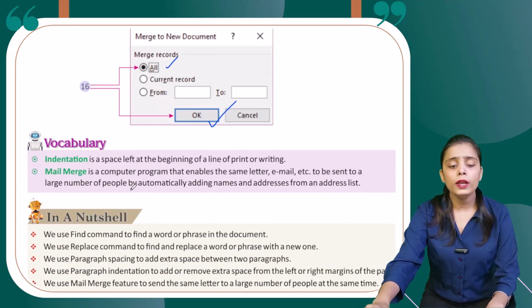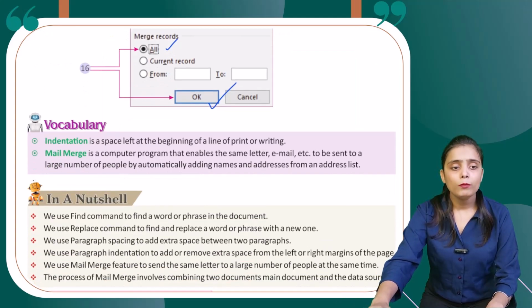Now let's see the vocabulary. Indentation is a space left at the beginning of a line of print or writing. Mail merge is a computer program that enables the same letter, email, etc. to be sent to a large number of people by automatically adding names and addresses from an address list.